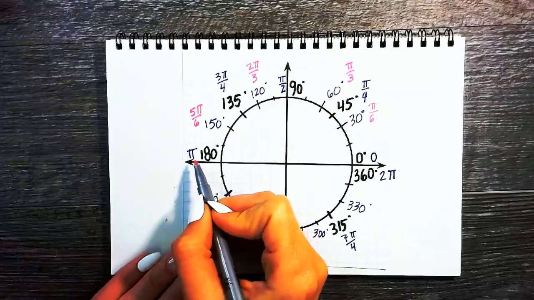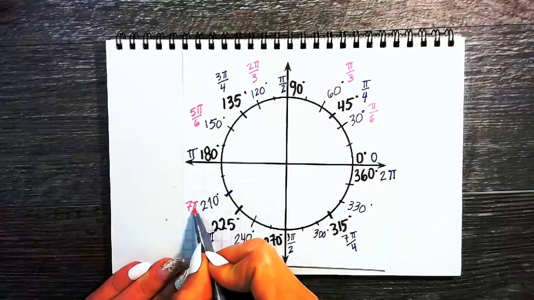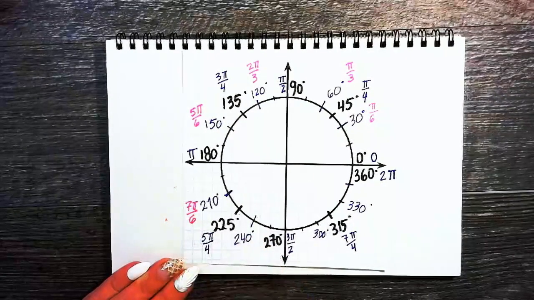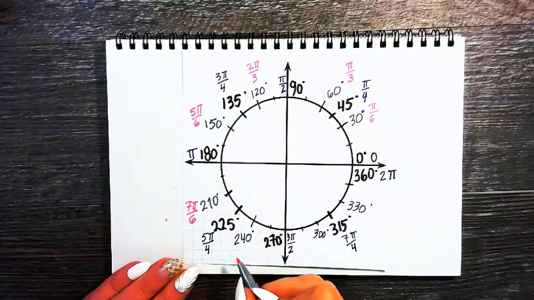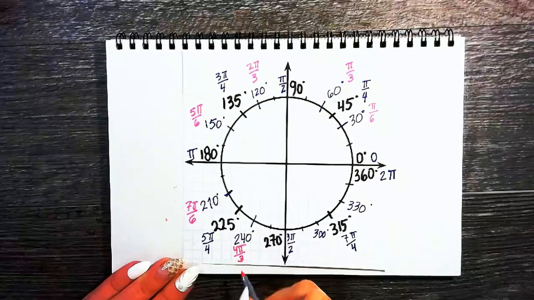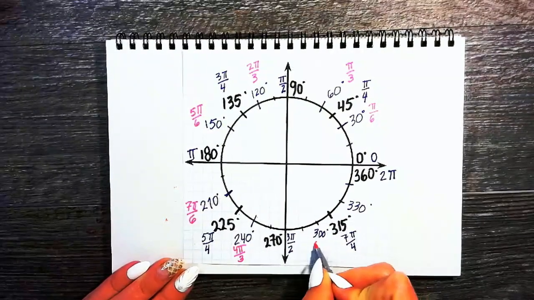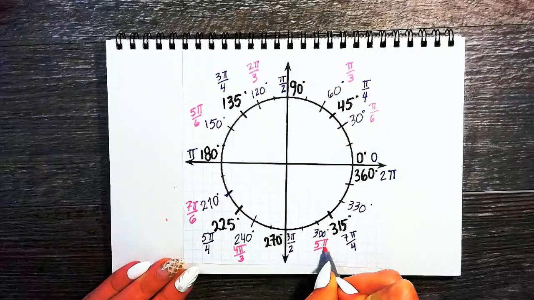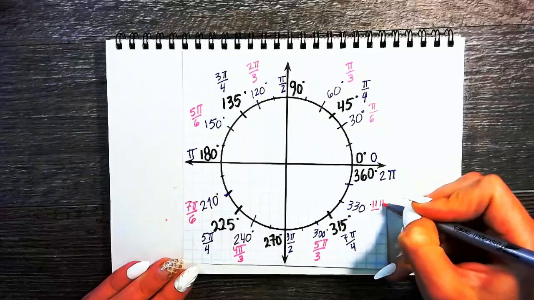6 pi over 6, 7 pi over 6. Here we are again, where my numerator, 7, is larger than my denominator, 6. So it's more than 1 whole pi, because 6 pi over 6 is 1 pi. 8 pi over 6, which is 4 pi over 3. 9 pi over 6, which is 3 pi over 2. 10 pi over 6, which is 5 pi over 3. And 11 pi over 6.